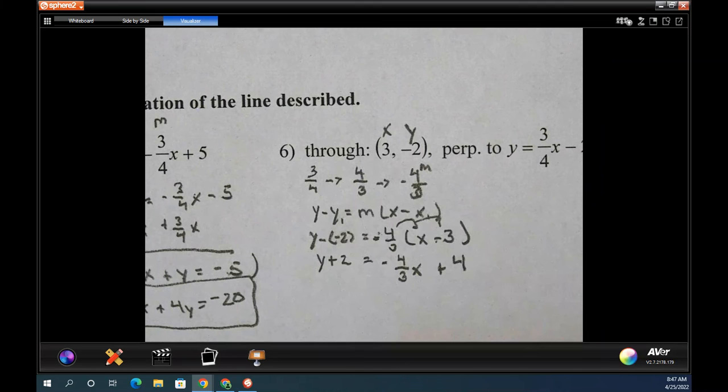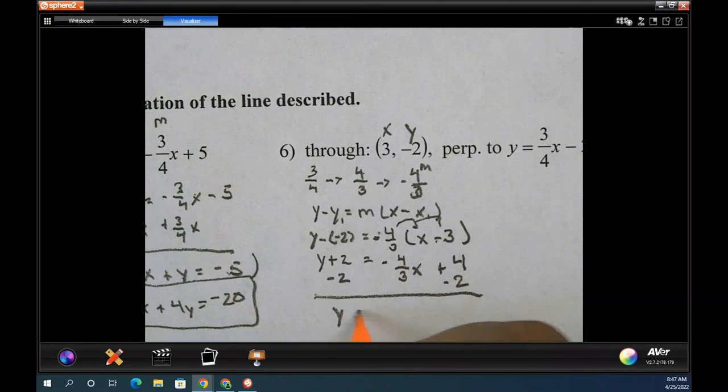Now you just got one thing left to do. Subtract 2. So that becomes y equals -4/3 x plus 2. 4 minus 2 is 2.